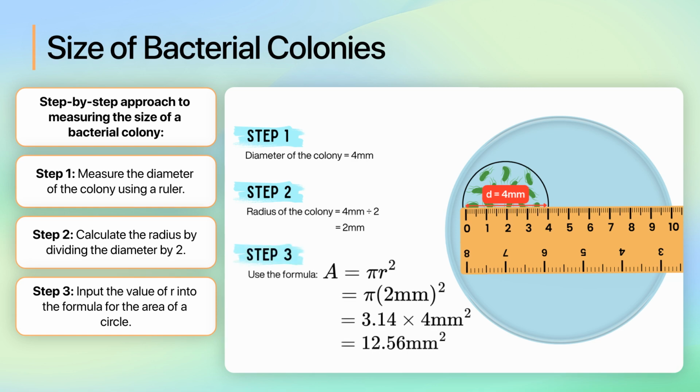Now, we can use this information to calculate the area of the colony by putting the radius length into the formula for the area of a circle. This gives us area equals pi multiplied by 2 millimeters squared, which approximately equals 3.14 multiplied by 4 millimeters squared. This results in an area of approximately 12.56 millimeters squared.